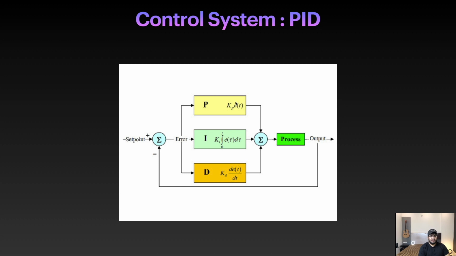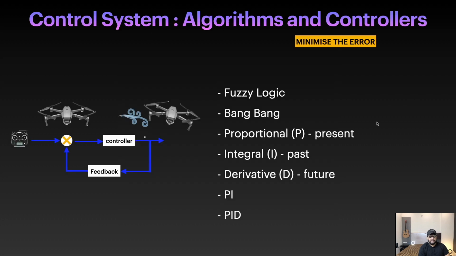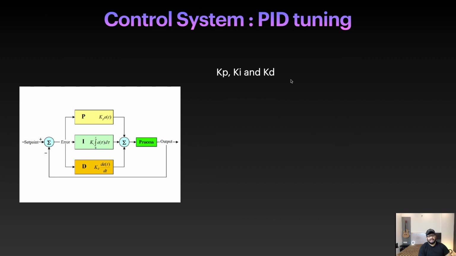For example, this PID may be for roll axis, but you will need two more for yaw and pitch axis. So you will have PID for roll, PID for pitch, and PID for yaw. And similarly, you will have KP, KI and KD for each axis. So KP for pitch will be different than KP for yaw. So what is the PID tuning?